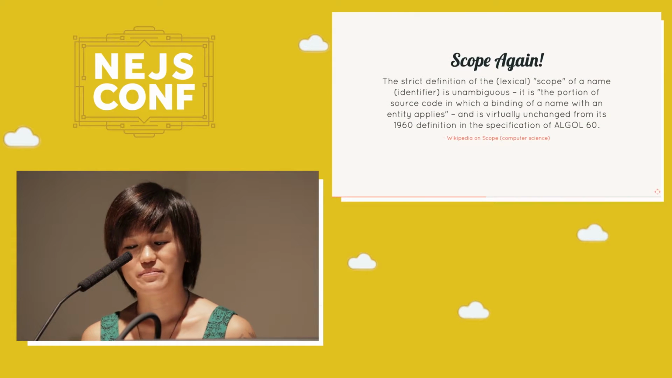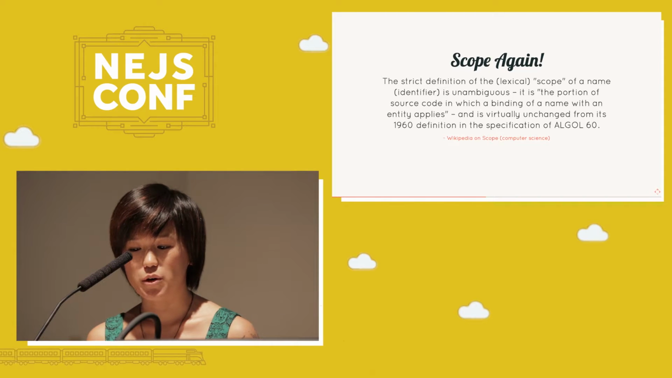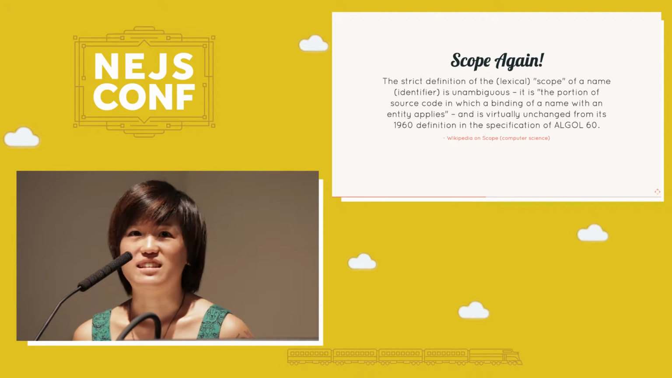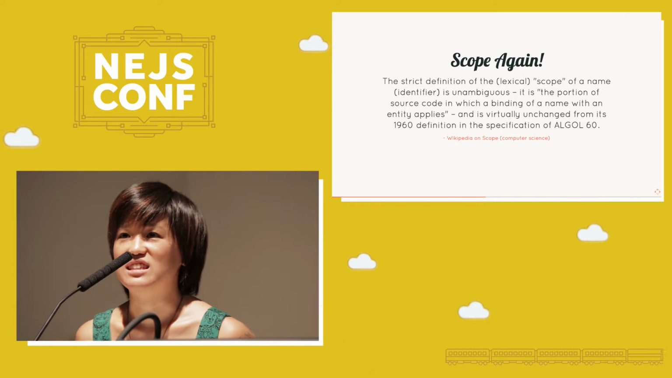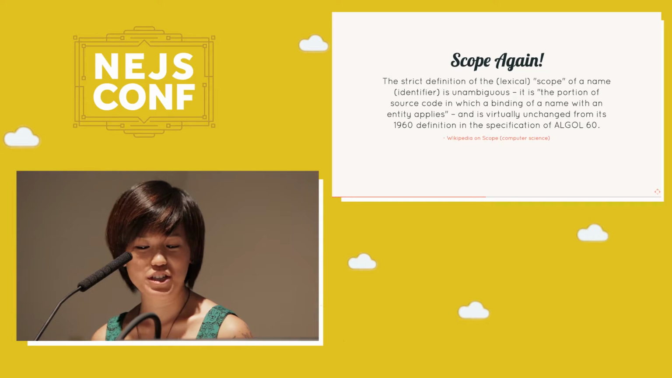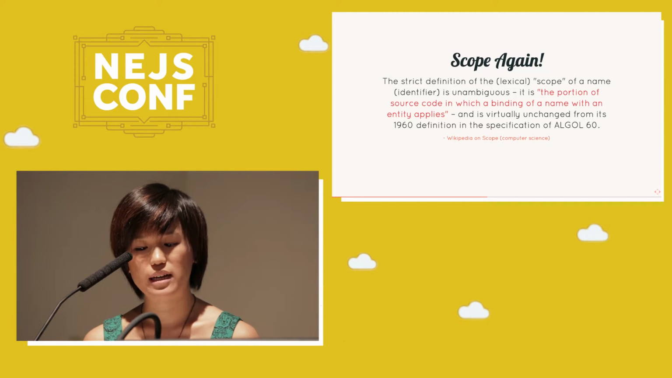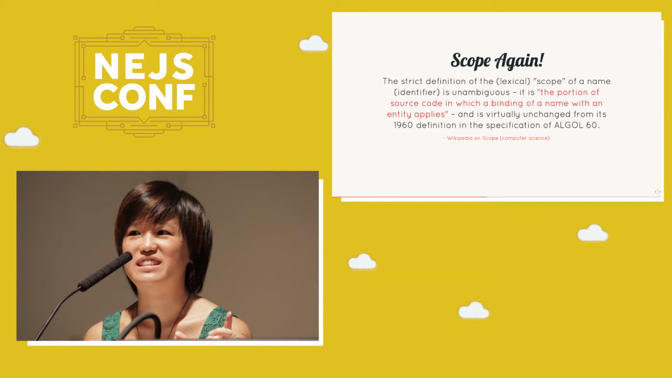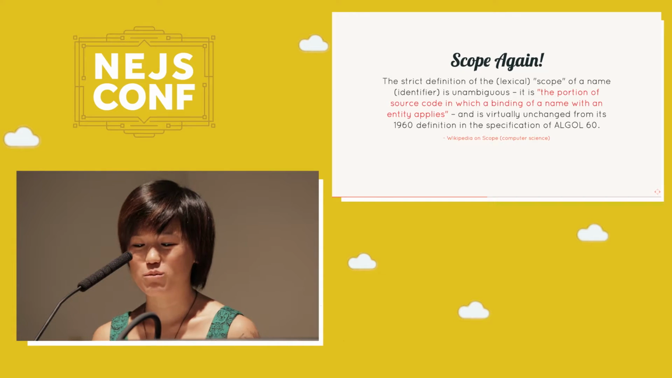So scope again. I keep reading, and I see that the strict definition of lexical scope of a name or identifier is unambiguous. And I'm like, thanks a lot, Wikipedia. You're being condescending in your definition. But they say it's the portion of the source code in which a binding of a name with an entity applies. I was like, wow, that's one phrase. That's all I need. We've got scope defined.